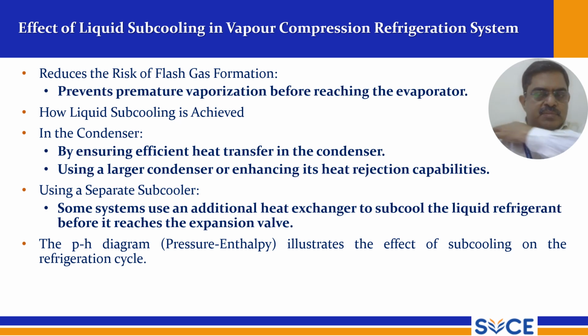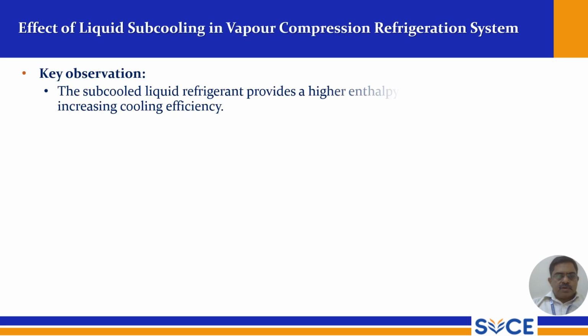So that is the pH diagram that gives the entire idea on this. You can see the key observation here. The subcooled liquid refrigerant provides a higher enthalpy difference in the evaporator, increasing cooling efficiency. So cooling efficiency is ultimately a desirable outcome here.